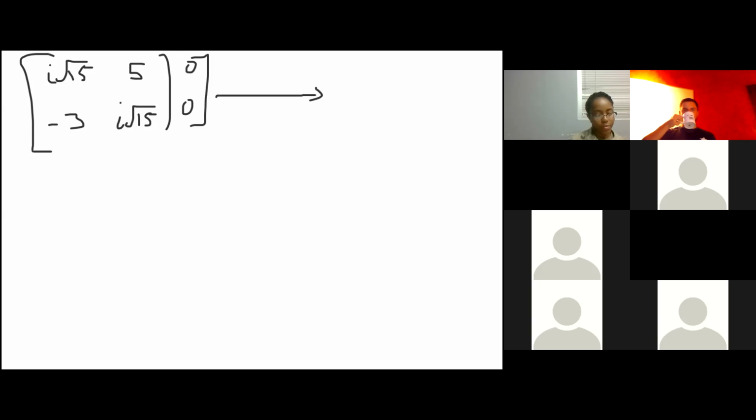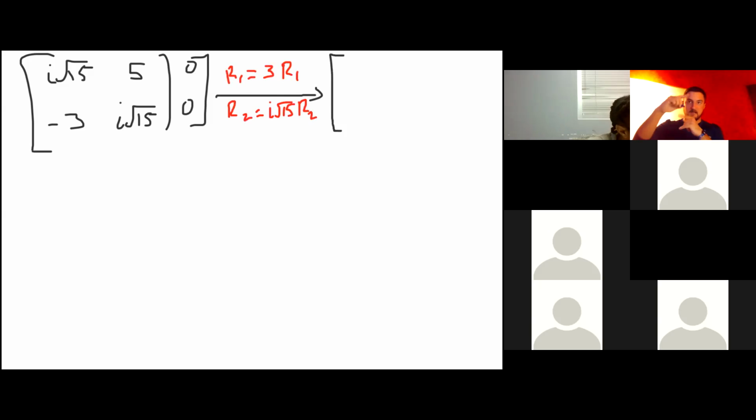Okay, well, what we're going to do. To reduce, you will have to multiply the 3 by i root 15, and then multiply i root 15 by 3 to get that 0 there. All right, here's what I hear you saying. Row 1 is equal to 3 row 1. Row 2 is going to be equal to i square root of 15 row 2.